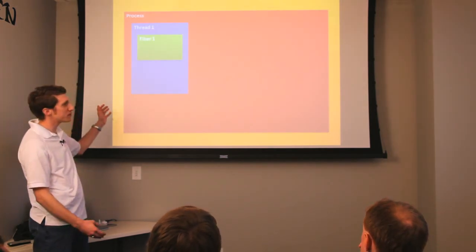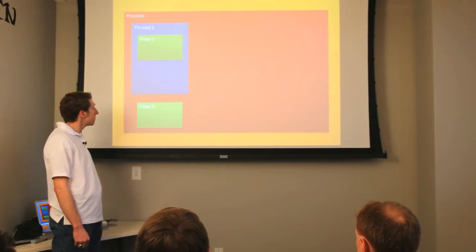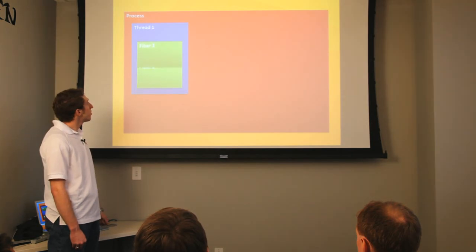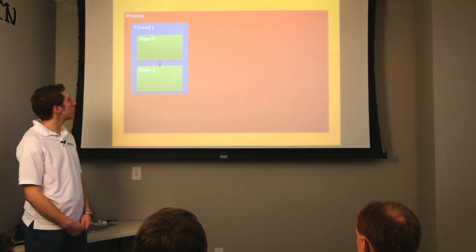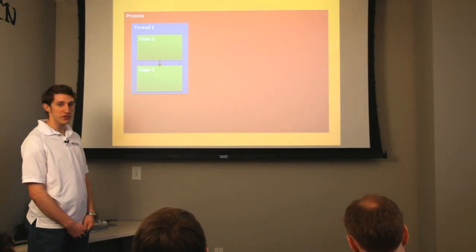So we have our big process here with our main thread and the fiber that starts out. You have your fiber that's always there. And we want it to create a second fiber, and we're going to call it. So that shows that fiber 2 is now executing on thread 1, but it still has a link to the first fiber.